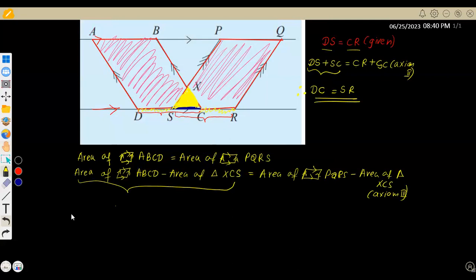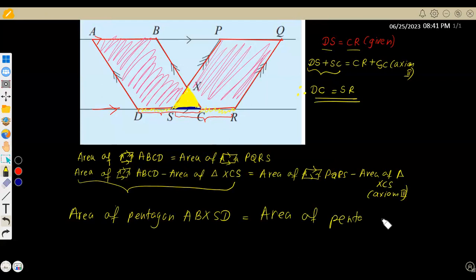Area of pentagon ABXSD equals area of pentagon PQRCX, right?